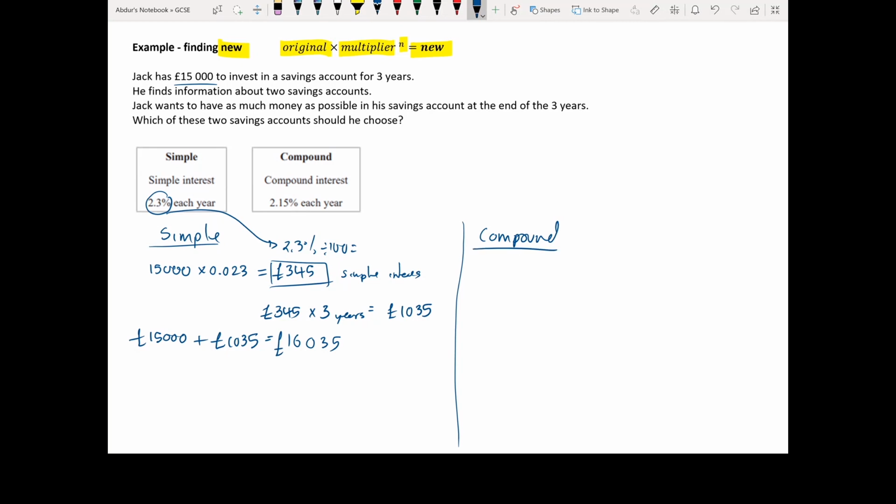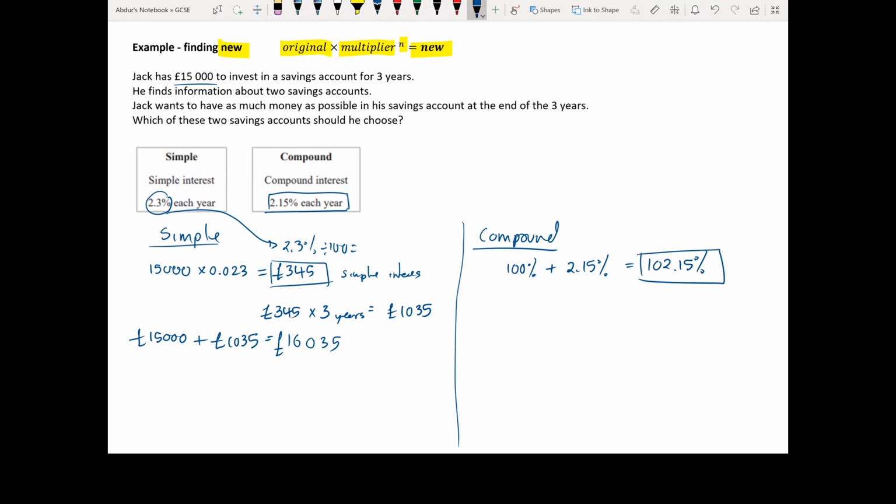Now, compound interest is where the interest is added on to the new amount each year. In order to work out the compound interest, we need to work out something called the multiplier, i.e. the decimal number that we multiply by in order to do a percentage increase or decrease. In this case, since it is compound interest of 2.15% each year, we'll first write down that interest is added on, so it will be 100% add 2.15%. If the question was decrease or depreciate, we would do 100% minus that. That gets us 102.15%.